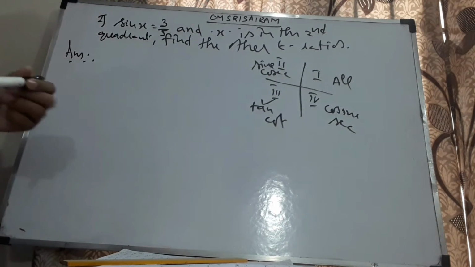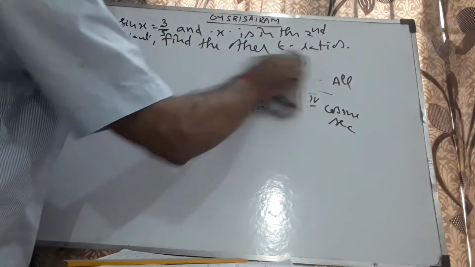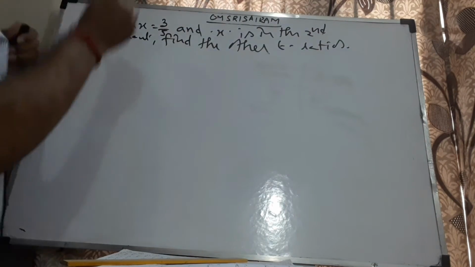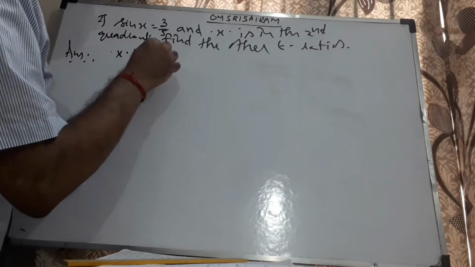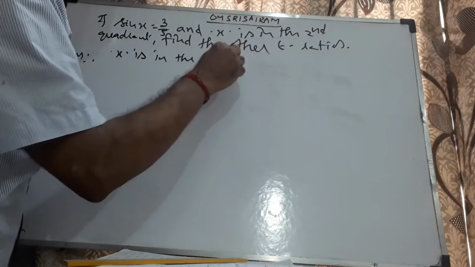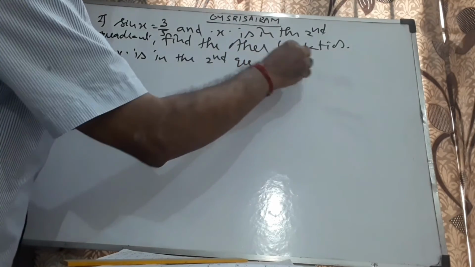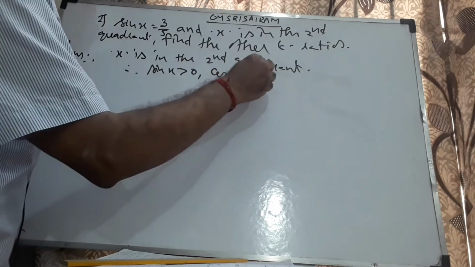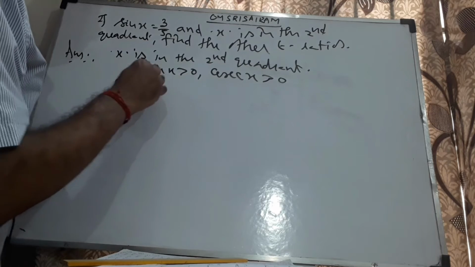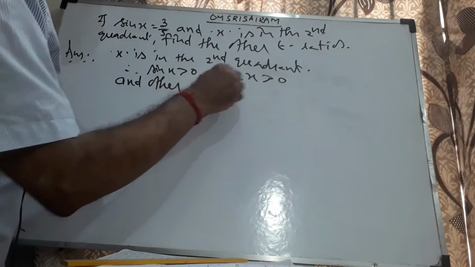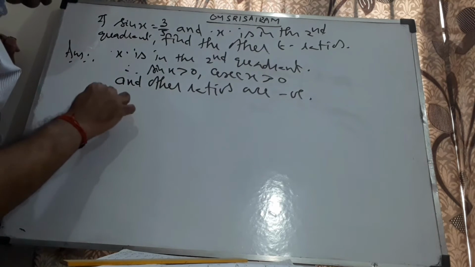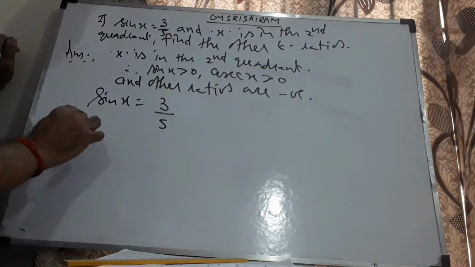This is the thing you are supposed to anyway remember. Therefore, sine is positive in the second quadrant, that is, a positive value is given anyway. Therefore, write that particular thing initially. X is in the second quadrant. Therefore, sin x is positive, cosecant x is positive, and other ratios are negative. Minus means negative. Anyway, sin x is given to be equal to 3 by 5.